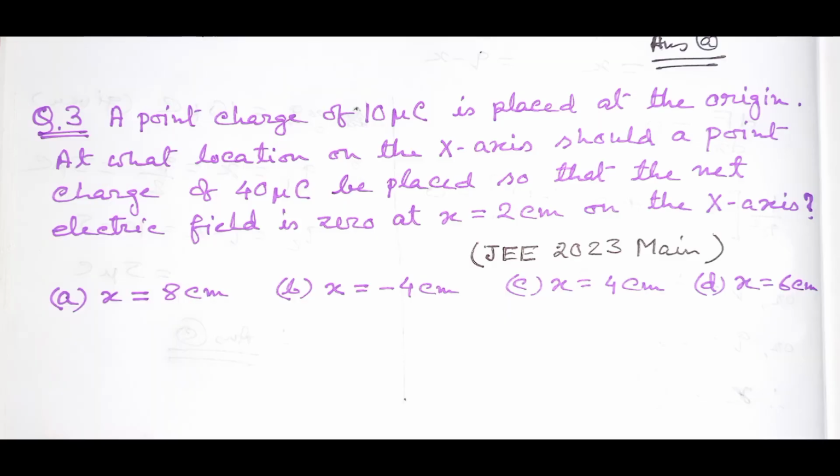Question number 3. A point charge of 10 microcoulomb is placed at the origin. At what location on the x-axis should a point charge of 40 microcoulomb be placed so that the net electric field is 0 at x is equal to 2 centimeter on the x-axis?